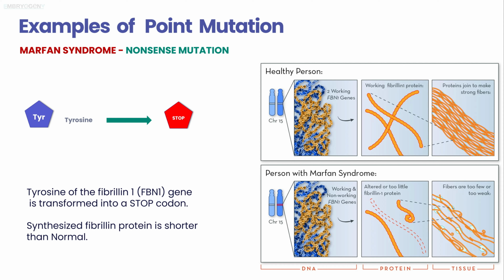It is always more impactful to learn something through examples. Let us see some examples of genetic disorders caused due to point mutation. The first genetic disorder that we will be talking about is Marfan syndrome. This is a nonsense mutation. Here, the point mutation results in a stop codon instead of coding for tyrosine amino acid, hence a nonsense mutation. This results in abrupt stop in the protein synthesis, resulting in a shorter than normal protein being produced, and this impacts the skeletal and cardiovascular system.